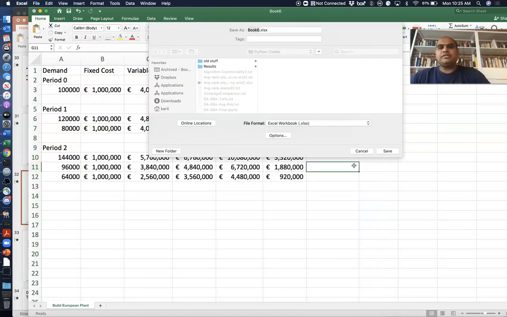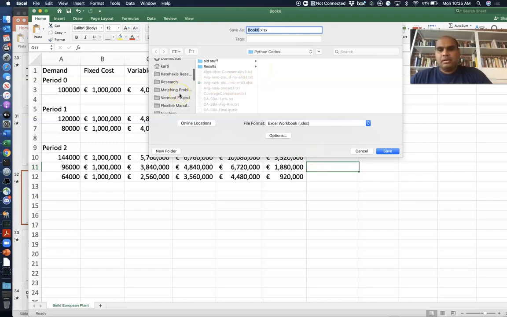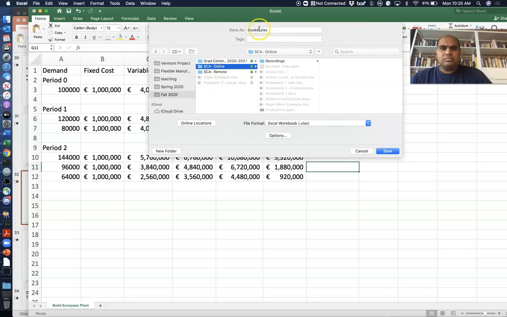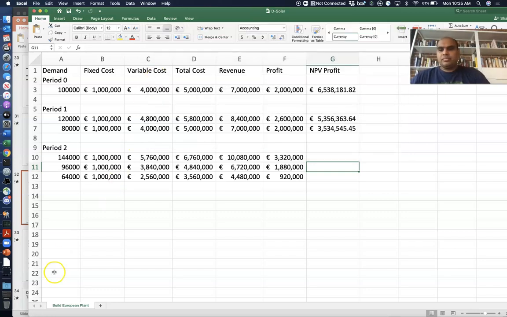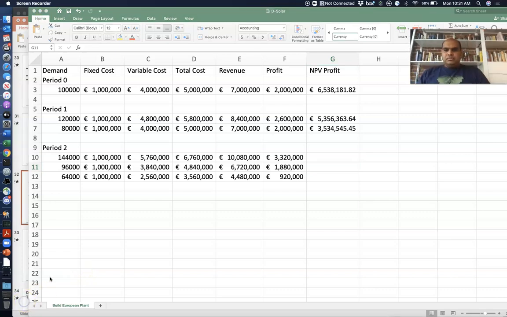Okay, so that is the first part of the first calculation. Let me just save this. Okay, now let's do the second part of the calculation.